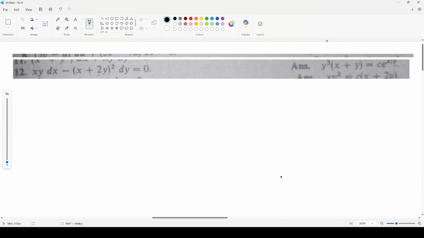Welcome back. This is our second example for equations with homogeneous coefficients. Let's try to do number 12. So let's write down the equation. In this case, we have xy dx minus (x plus 2y) squared dy.